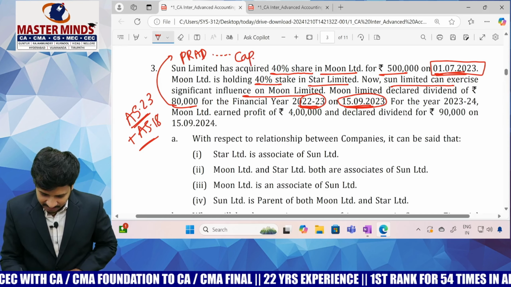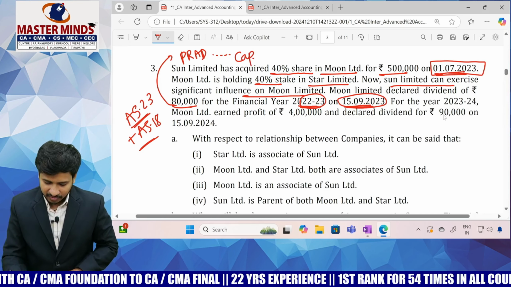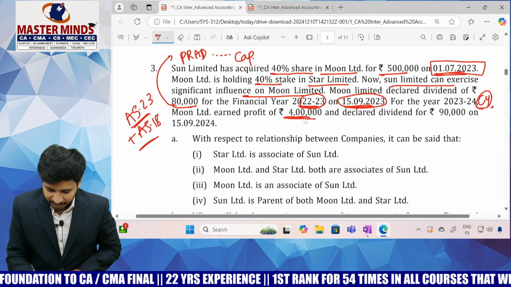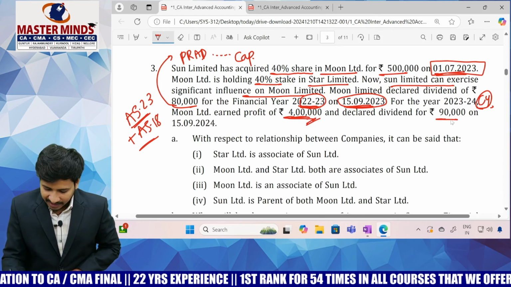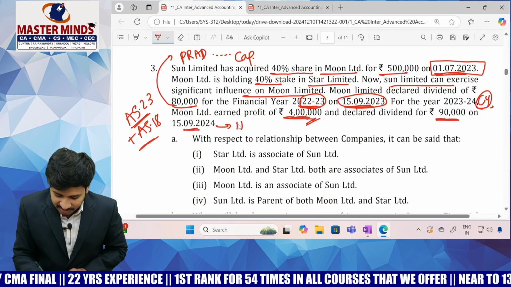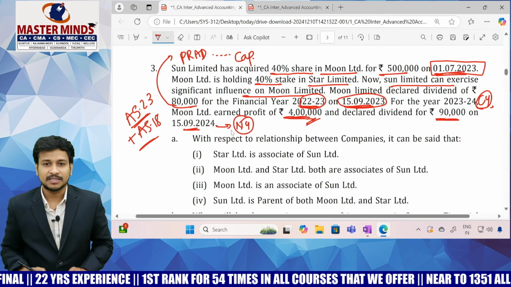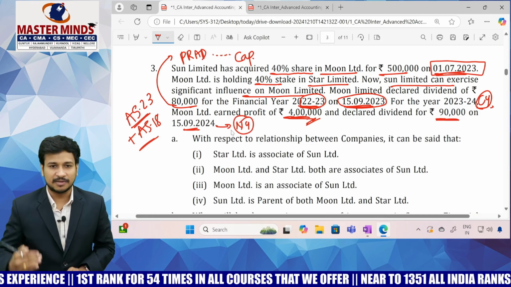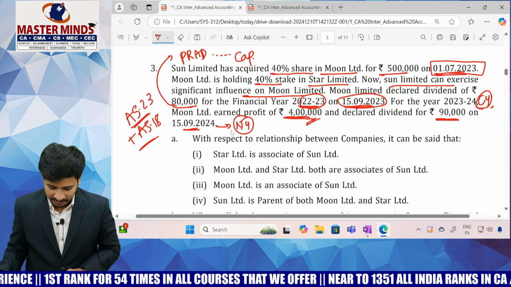And next, for the year 23-24, that is the current year, Moon Limited earned a profit of 4 lakh, okay, and declared a dividend of 90,000 on 15/9/2024. This declaration happened in the next year. This is what the question says, not a problem, this is just a question. So let's observe the requirements.